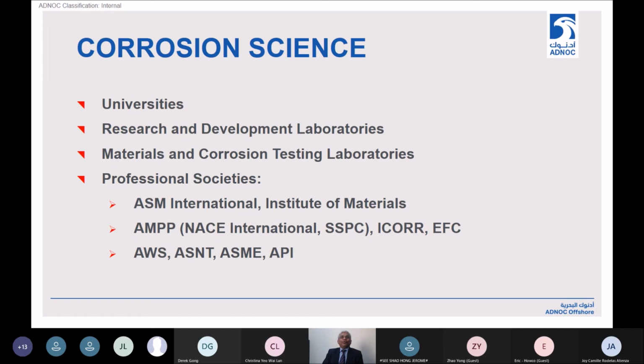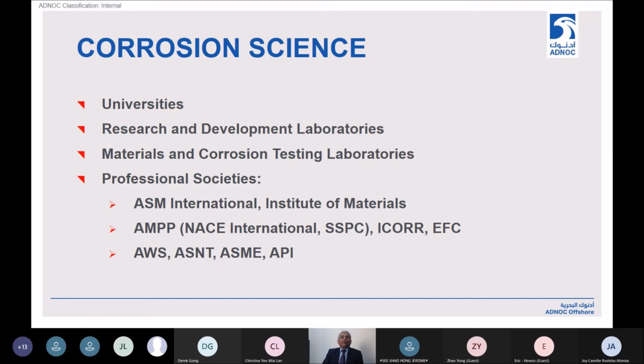Professional societies like ASM International on materials, the Institute of Materials, UK, the Japanese Institute of Materials, and a number of materials organizations within India as well. I'm a member of at least two of them in India, which provide a lot of support to the industry. We have the Association for Materials Protection and Performance, which is a combination of NACE International and SSPC. We've got the International Corrosion Society. We've got the European Federation of Corrosion.